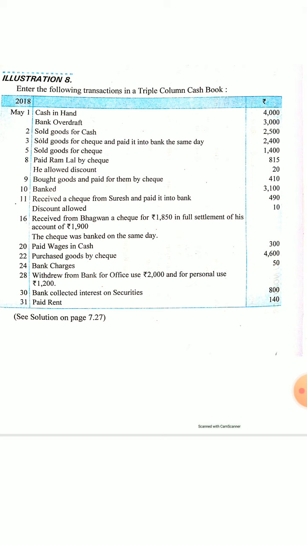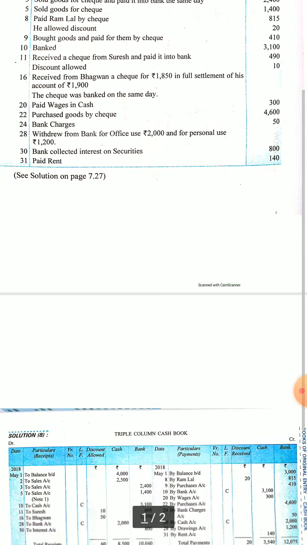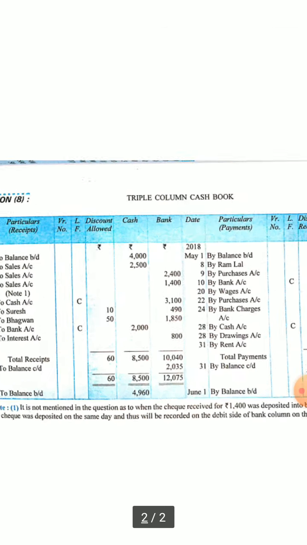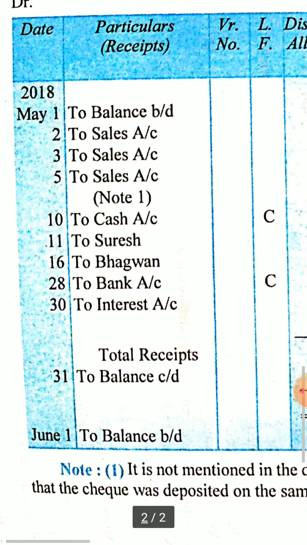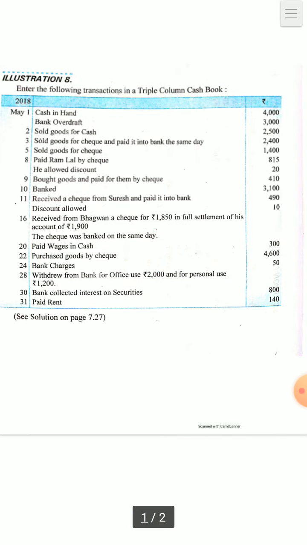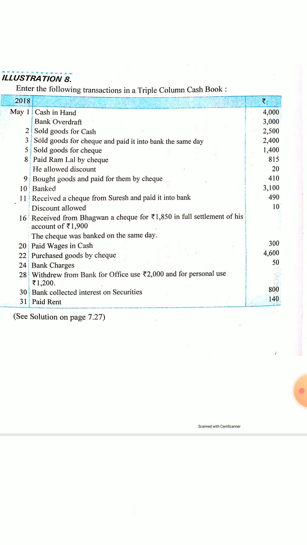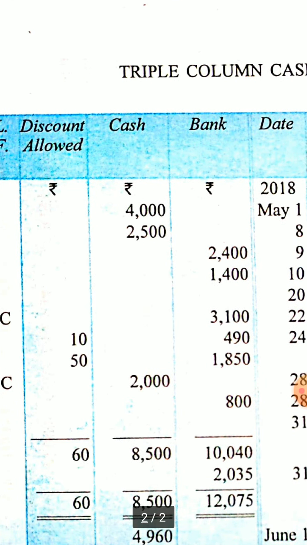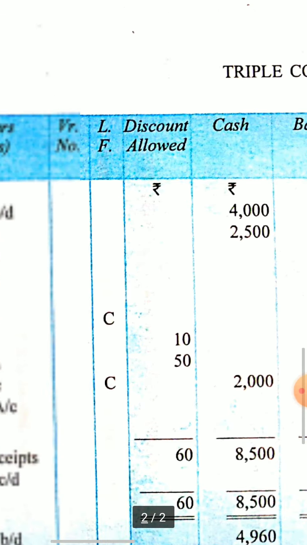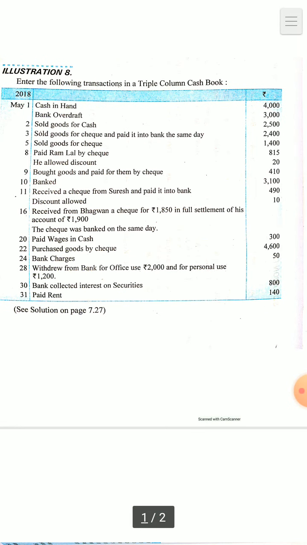Again, received a check from Suresh and paid it into bank. Discount allowed 10 rupees. So receiving check from Suresh, so 490 in the bank column and 10 in the discount column. Again receipt from Bhagwan, a check 1850 in full settlement of his account of 1900. So of course 50 rupees is the discount. So 50 in the discount column and 1850 in the bank column.